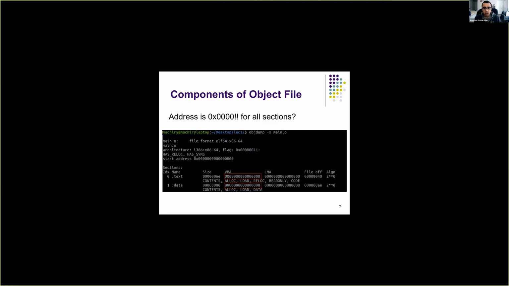Now let's look at the object file that is generated by GCC. Let me share my desktop rather than my screen so that I can run these commands and then show.